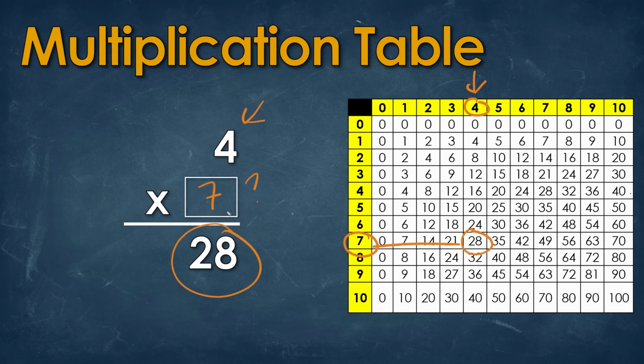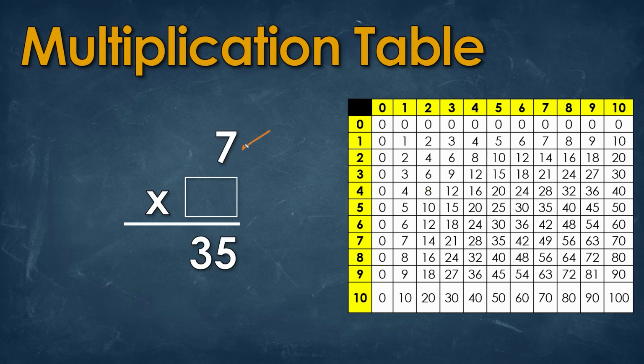Now we can also do it the other way around. We can start here. We know that we start with 4. We can work our way across until we find 28, which is here, and then work our way backwards and see that it is 7.